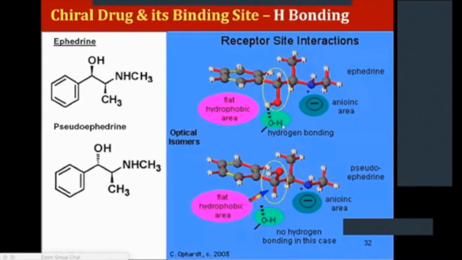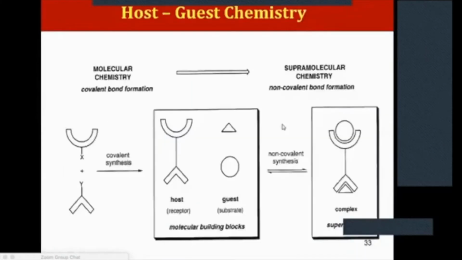This is the host-guest chemistry. This is the first one. You can take small molecules covalently organized or synthesized to form the host, and depending upon the cavity, here you can see this cavity is spherical. So only this molecule can be accommodated here and not this triangle. By non-covalent synthesis, you form a complex which is called a supermolecule. So it selectively binds only this and not this one. That is called selectivity. I'll come to that again.